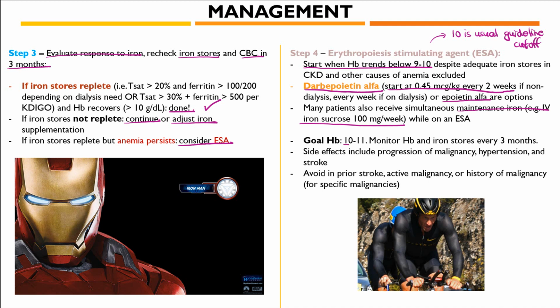The goal with all this, of course, is to keep our hemoglobin between 10 and 11. If it rises above that, we hold the ESA due to an increased risk of side effects. And speaking of side effects, these would include a risk of progression of malignancy, hypertension, and stroke. That's why in patients with a prior stroke, an active cancer, or even a history of specific types of cancer, we would avoid using an ESA.